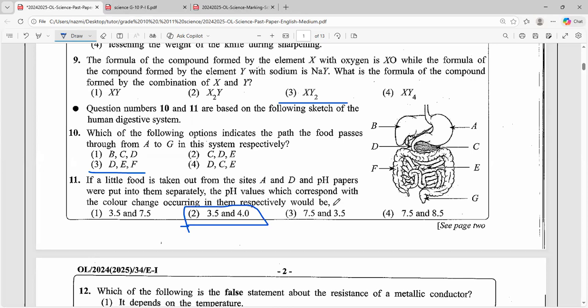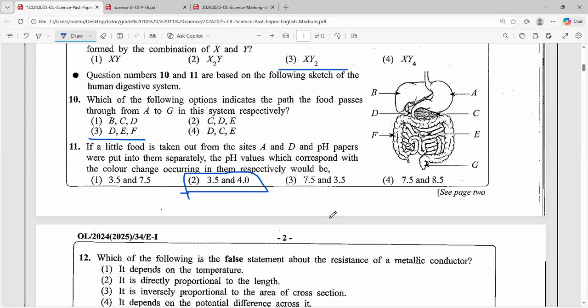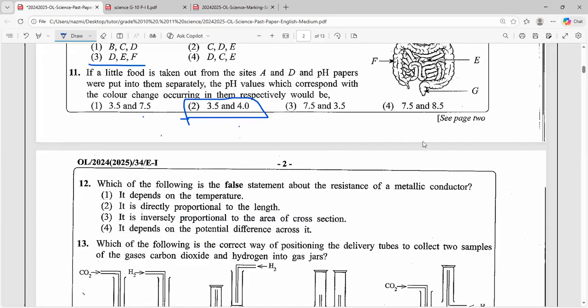D also has hydrochloric acid. Still the food will have acid mixed, no? But it will be a bit less acidic. That's why either it has to be 1 or 2 only the answer.